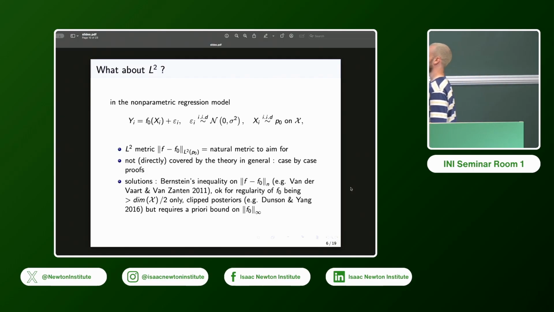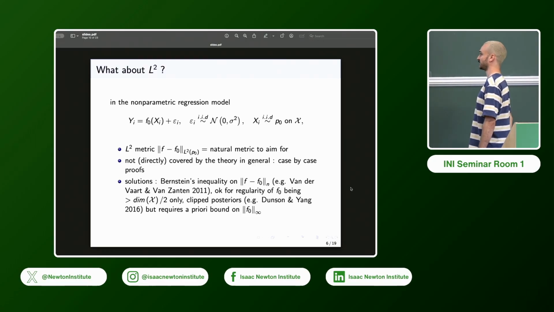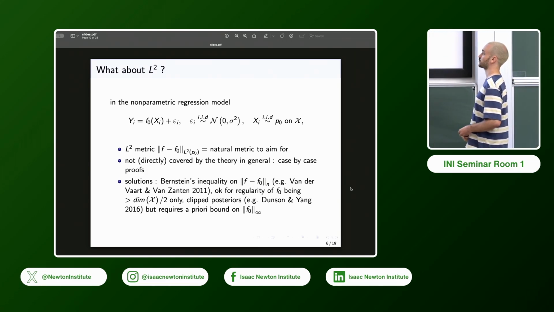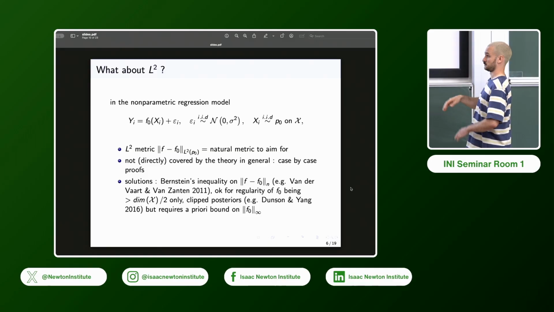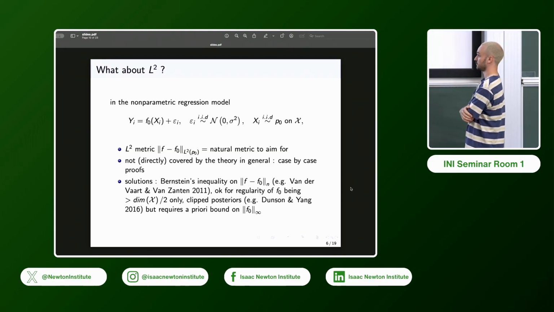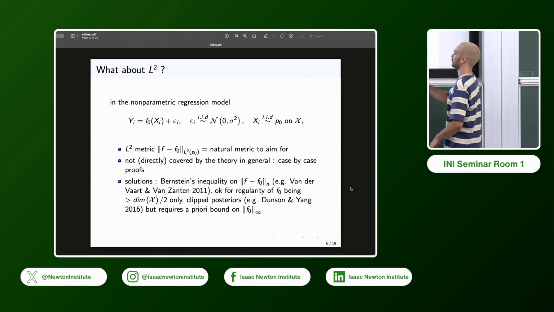So the two ways that I know of that exist up to now that still lead to minimax optimal estimation rates under the L2 norm for generic Bayesian inference procedures. And I know two of them. Those are the only ones I know. The first one is to basically clip the posterior.